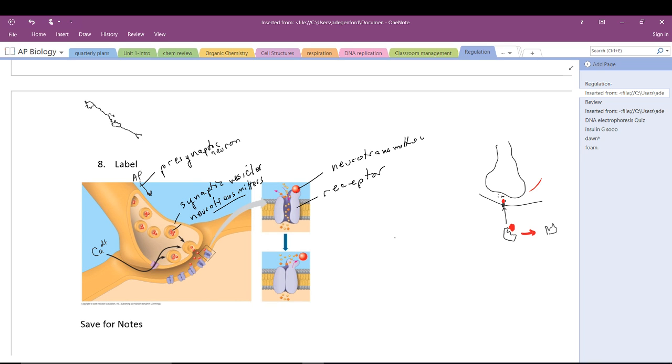By the end of this video, you should be very comfortable with the parts of a synapse. You should be comfortable with how a synaptic transmission occurs. You should be familiar with what a neurotransmitter does and then how they work together. So we're going to try and cover quite a bit.